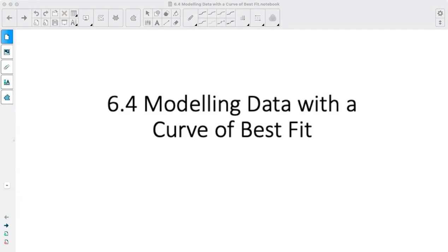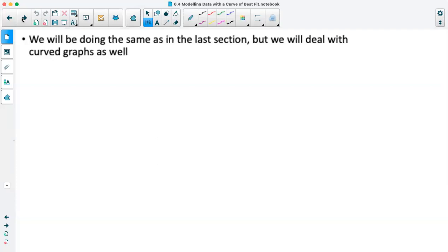Hi, today we are looking at the last section of chapter 6, which is 6.4, modeling data with a curve of best fit. So in this section, we are essentially doing the same stuff as we did in the previous section, with the exception that we're no longer purely looking at linear functions. So we're also now dealing with curved graphs.